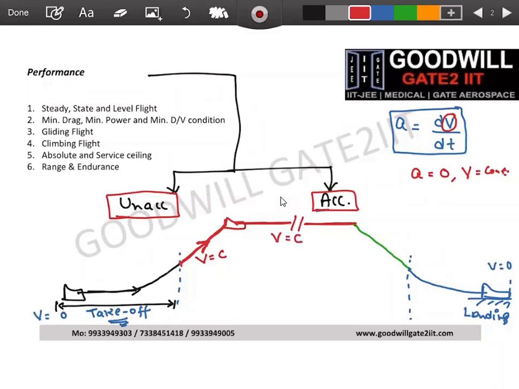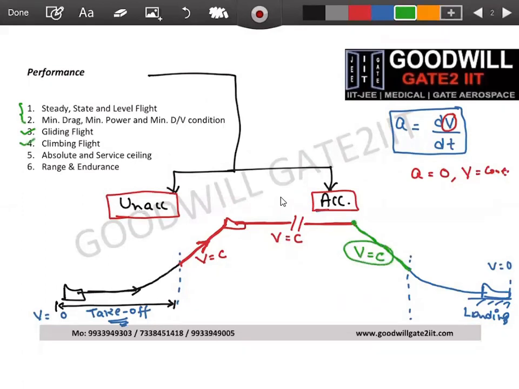Then you have a descent. That means you are at some altitude and without any thrust production, you come down. Here also you will try to keep your velocity constant. So if you see this precisely, forget about the first 2 points. Don't worry about this, because this whole lecture depends upon the first 2 points only. But if you see this clearly, gliding flight is this portion.